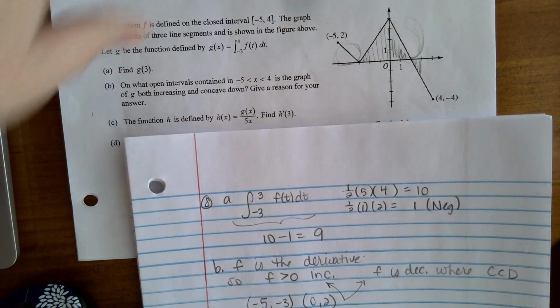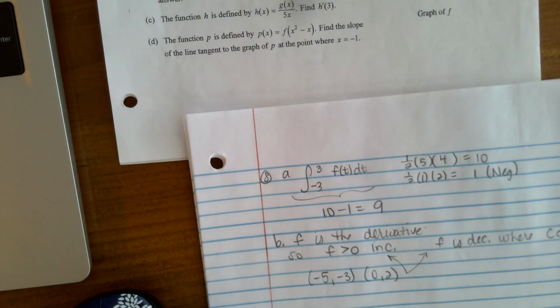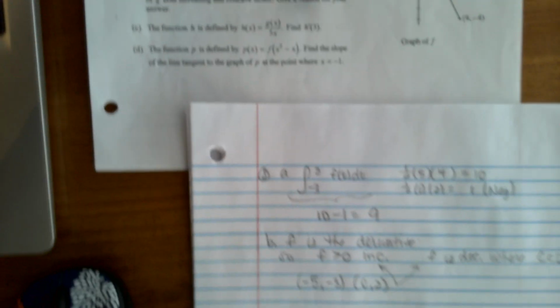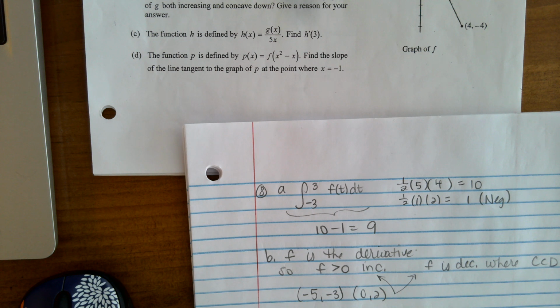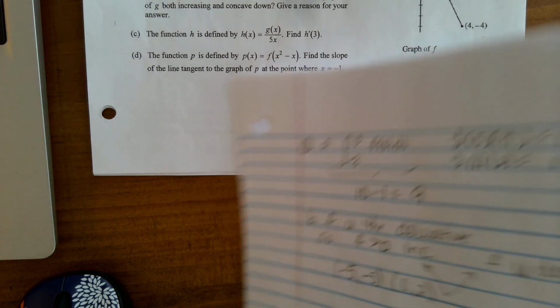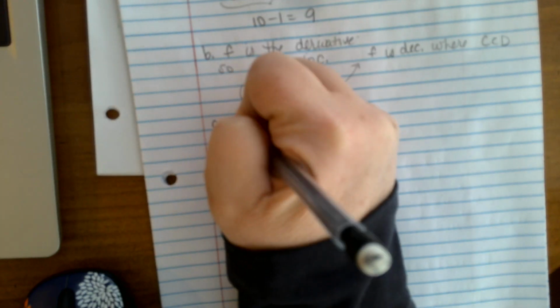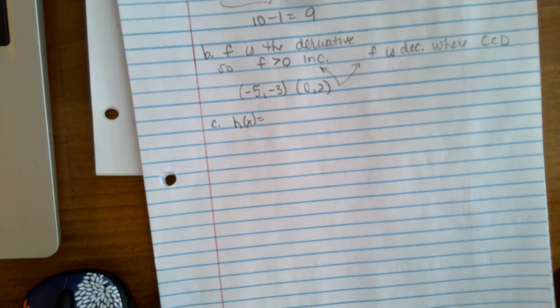All right, part C. Part C says the function h is defined by that function, g of x over 5x. Find h prime of 3. So they're just asking you to find the derivative. Well, if two things are being divided and you have to find the derivative, that means you are doing the quotient rule.